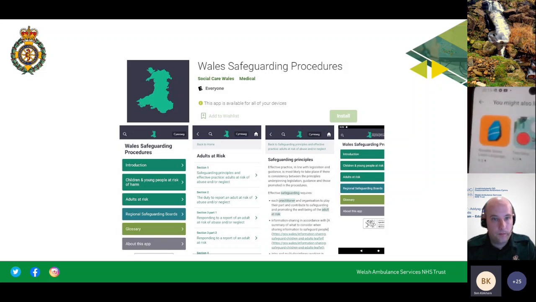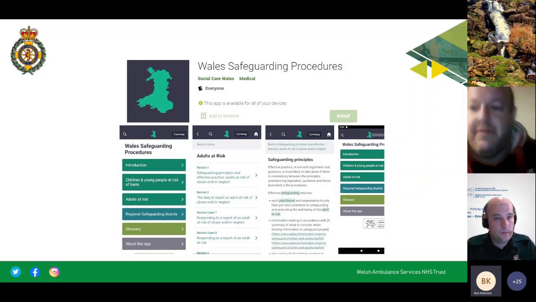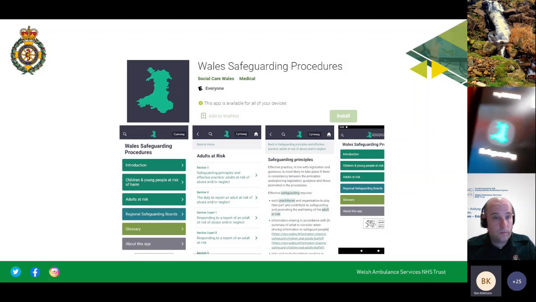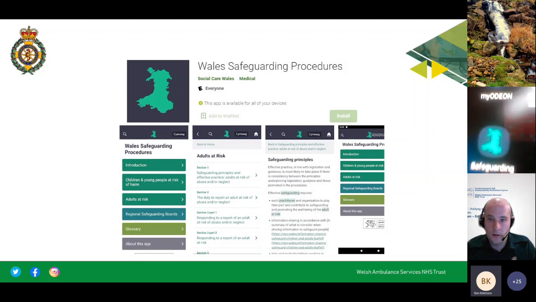So it was just to share that really. You might look at it and think, well, there's a lot of stuff here. It's very procedural, but for instance, section 1 on children and young people at risk of harm goes through the principles of safeguarding, and it goes through all the key definitions relevant to safeguarding of children. It's really handy, and it's got adults on there as well, so it's a nice one to have on your phone.